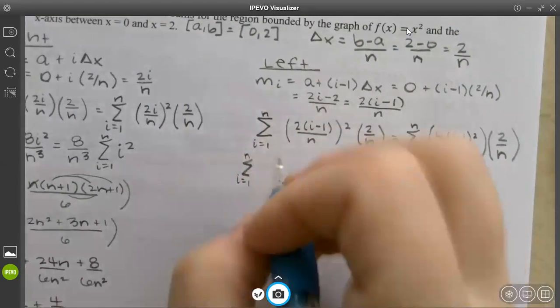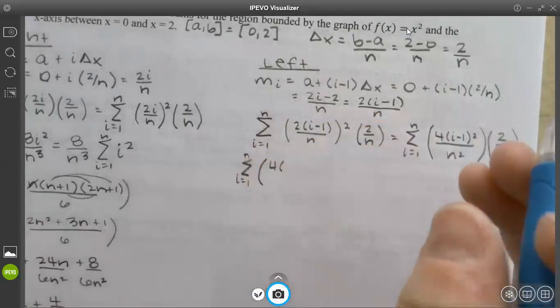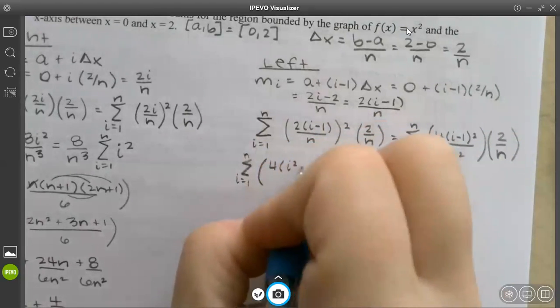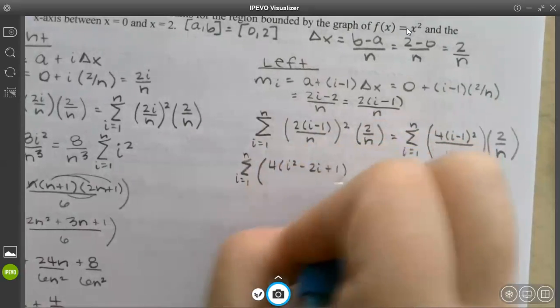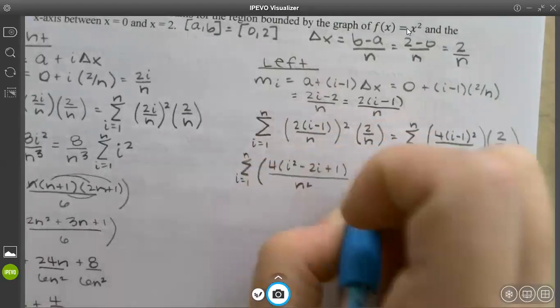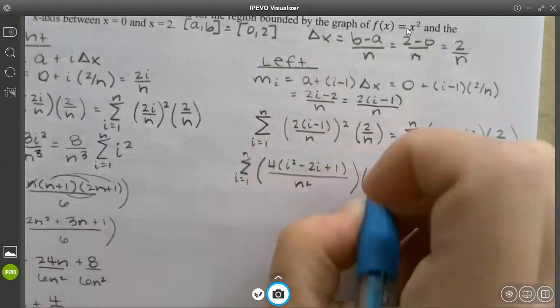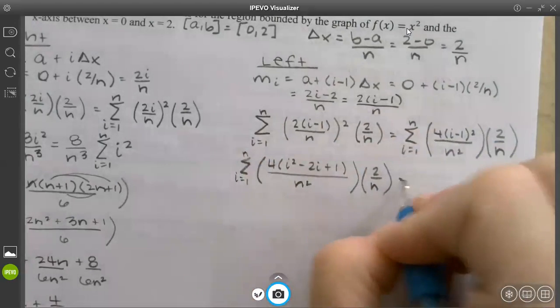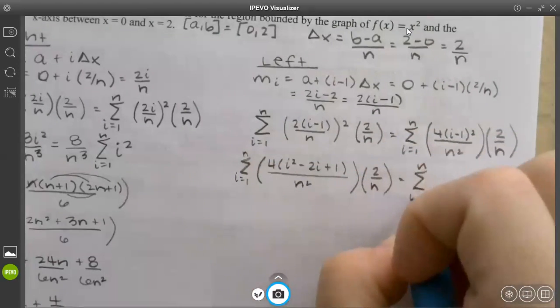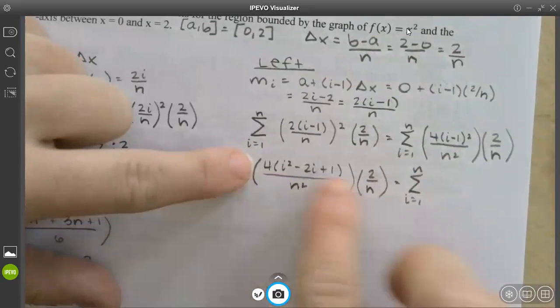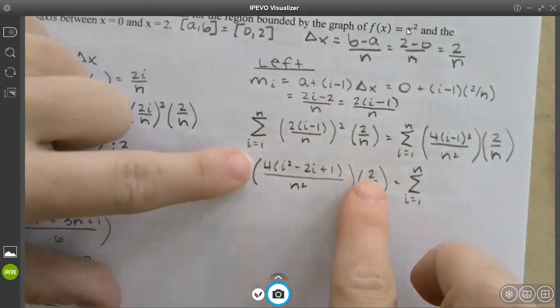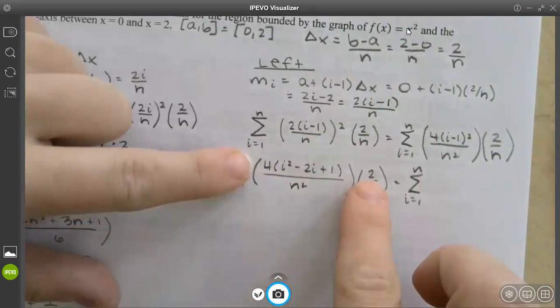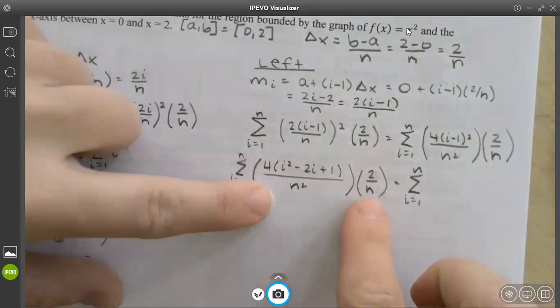Work it out inside that i minus 1. I'm going to have 4 times i squared minus 2i plus 1 over n squared. Again, I just multiplied this (i minus 1) squared out. And then on top, what's 4 times 2? Yeah, that was a hard one. 4 times 2 is 8, and on the bottom, we're going to have n cubed.